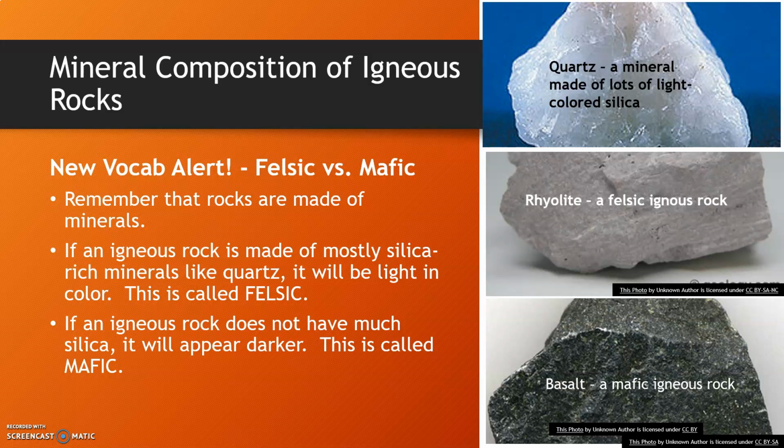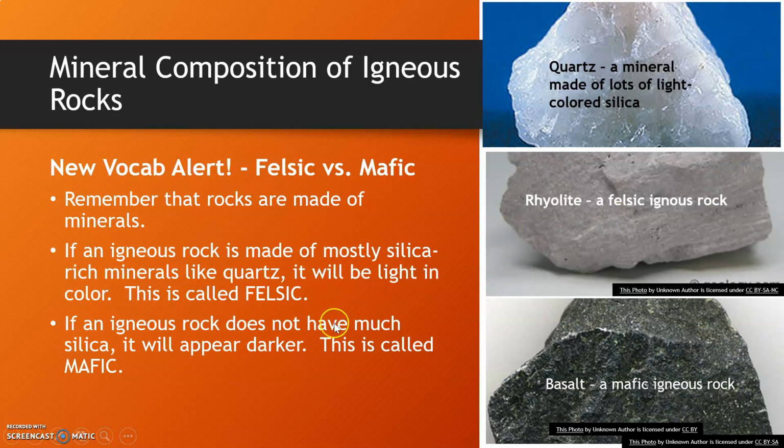The mineral composition of igneous rocks also gives you information. There are two new vocabulary words that you'll need to know, felsic and mafic. Remember that rocks are made out of minerals. If an igneous rock is made out of mostly silica-rich minerals, like this quartz on the top example, it's going to look a lot like quartz and be very light in color. Quartz is made out of a lot of silica, which is kind of a clear or white color. So if it's got a lot of silica and it's light in color, we call it felsic. This rhyolite has a lot of silica, it's light in color, so we call it a felsic igneous rock.